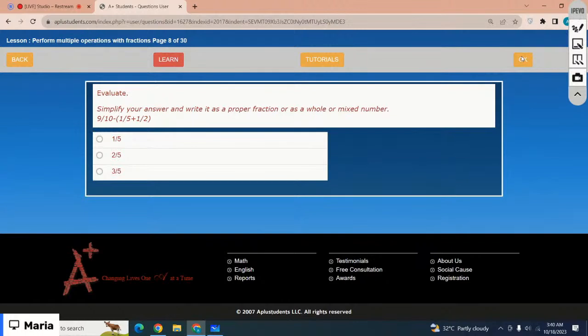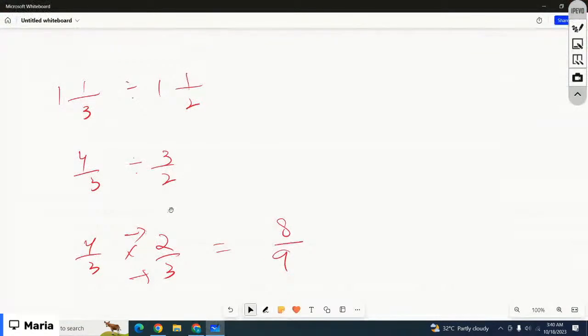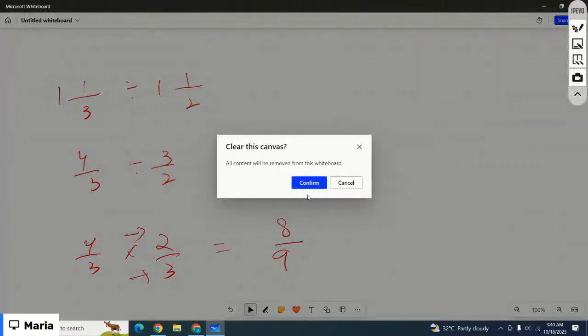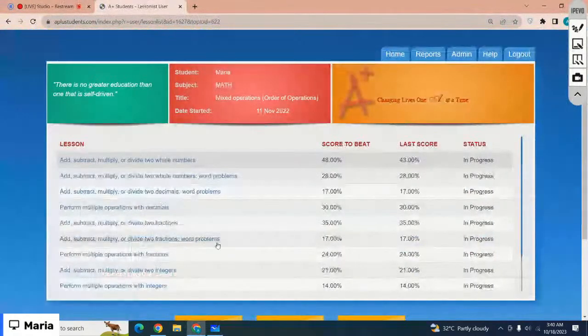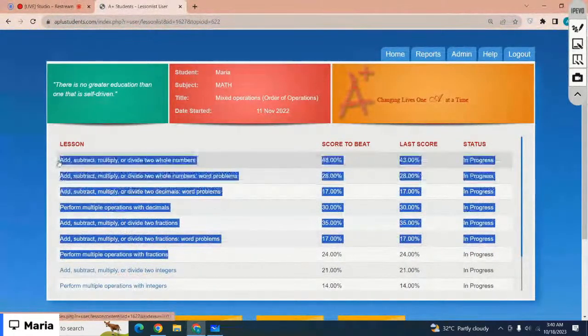Okay, you can complete the lesson by yourself later today. So we were working on grade 6 math. The chapter we're working on is mixed operations. The lessons we have covered today are add, subtract, multiply, or divide two whole numbers. You have to do word problems on your own, right? Then perform multiple operations with decimals. Add, subtract, multiply, or divide two fractions. And perform multiple operations with fractions, right?